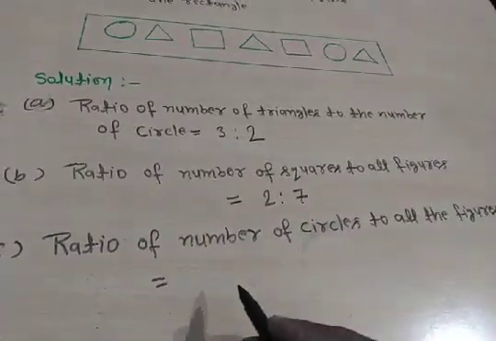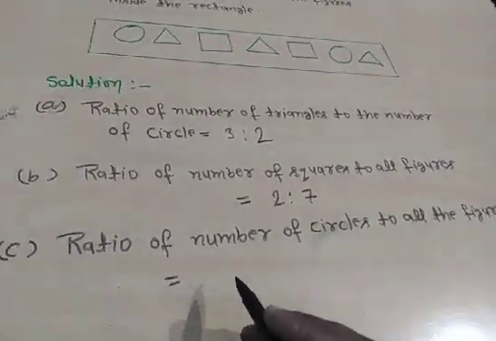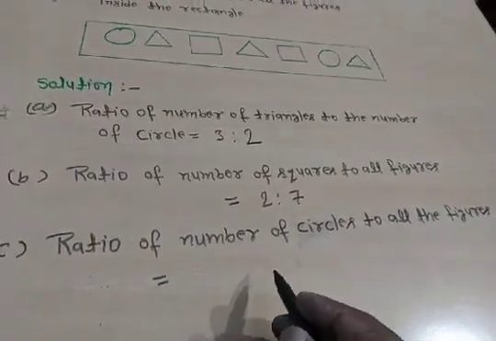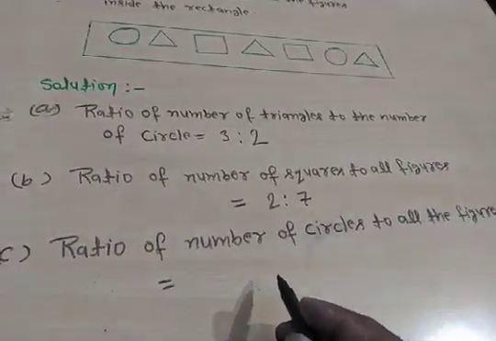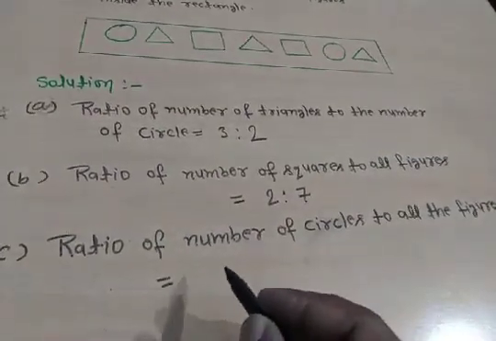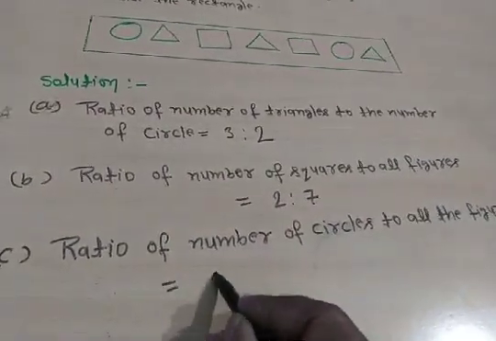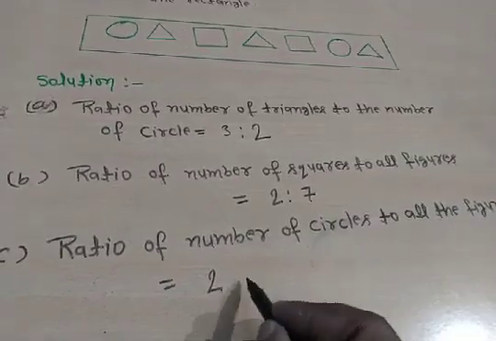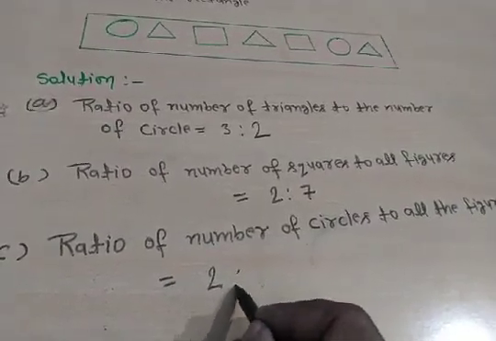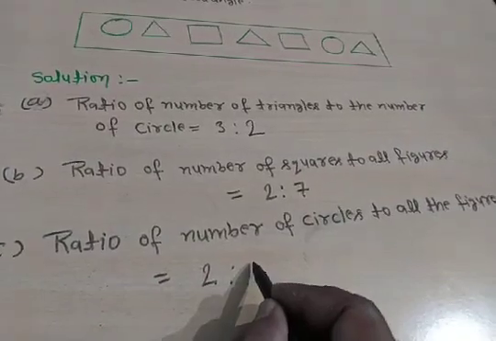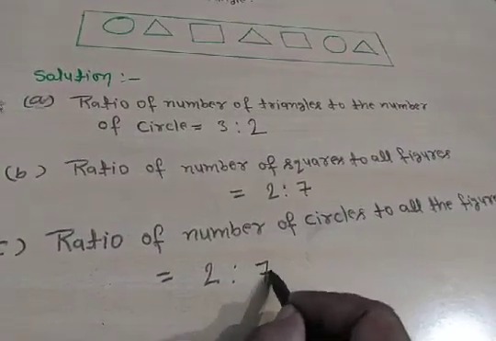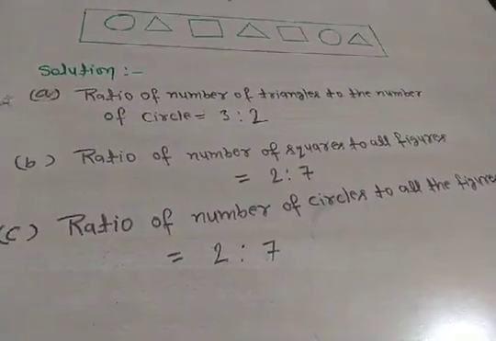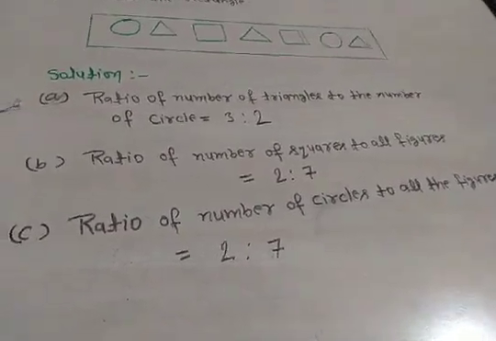So here in C part, the ratio of number of circles to all figures. In the given rectangle, how many circles are there? 2 circles. And how many total figures? 7 figures. So the ratio of circles to all figures is 2 ratio 7. Clear? I hope all of you understood.